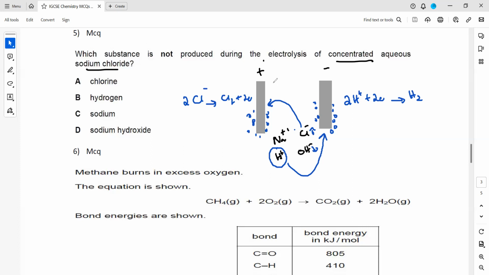And what happened to the solution? Because the chloride ions and hydrogen ions moved away, what are we left with? We are left with sodium hydroxide.